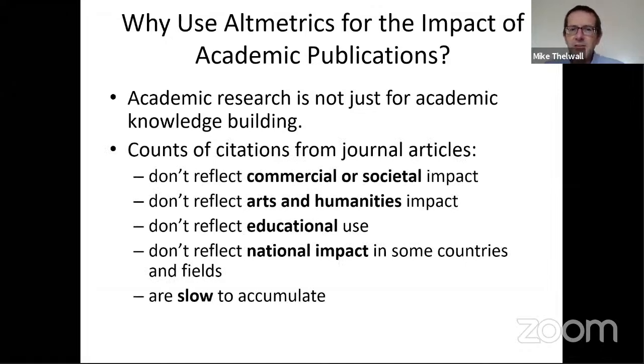This means that counts of citations from journal articles, so normal citation counts, don't reflect commercial or societal impact, because business doesn't cite academic research in academic papers often anyway. They don't reflect arts and humanities impacts, because arts and humanities research is rarely published in journal articles. They don't reflect educational use. If you've written a paper which is used in hundreds of universities around the world, you don't get any citation counts for that.